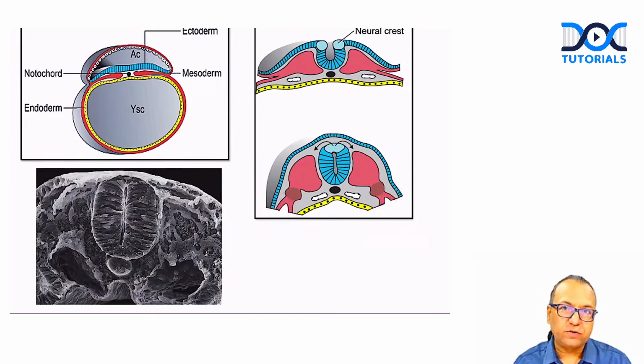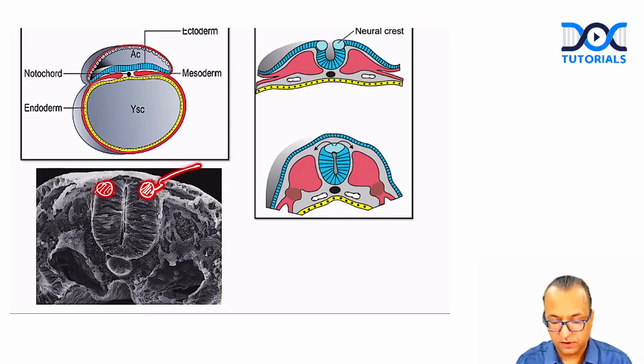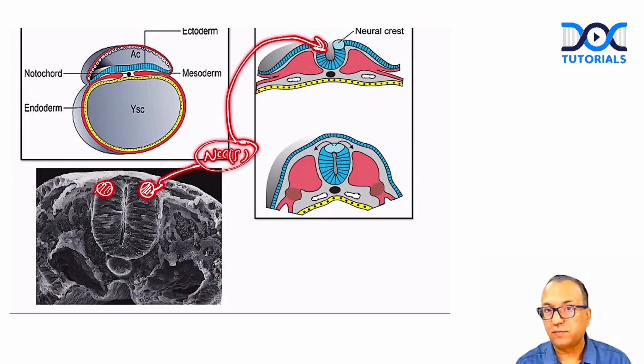These days they give you some scanning electron microscope picture also. So this is the neural tube, which is going to form the central nervous system, coming from neural ectoderm, neural plate ectoderm. And if you are searching for the neural crest cells, they will be dorsal and lateral to the neural tube. These will be neural crest cells. That is what we have shown here also.